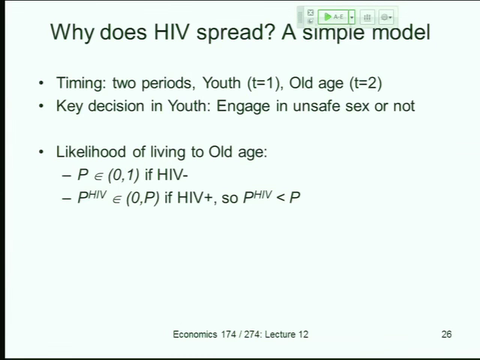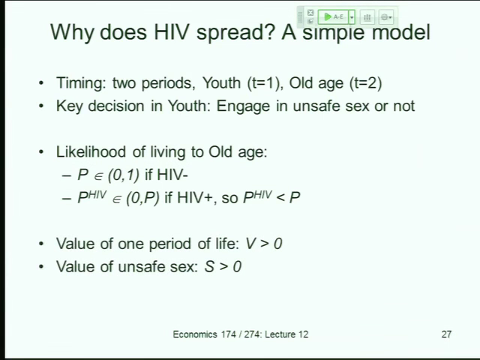If you're HIV positive, the probability you live to old age is P_HIV, which is less than P. So that's the cost of unsafe sex: it may reduce your chance of living to old age. Now again, in reality, how long you live is a very continuous variable. It's not a 0 or 1 with old age, but doing everything in a binary way here is just going to simplify all the algebra, and we'll get the same intuition. So sometimes it's useful to do that.